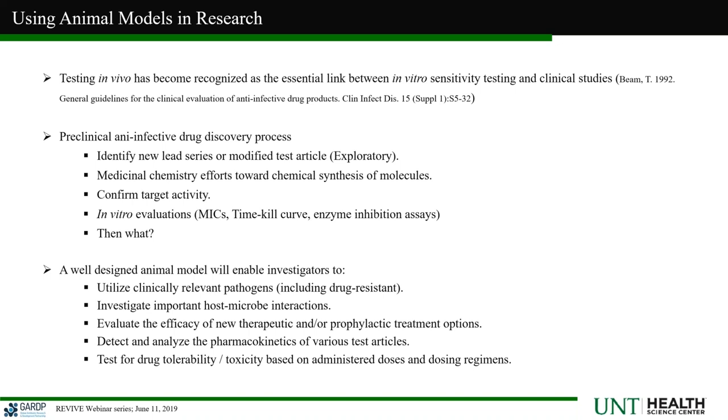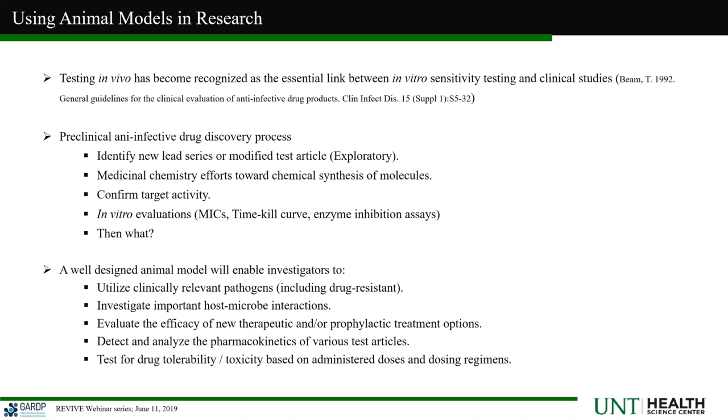Does each of these new agents hit the target you're intending to go for? You'll have a series of in vitro evaluations. So these typically in antibacterials, these are your MICs, time kill curves, inhibition assays to know that the new agent is hitting that target, but then what? Where do you go from there? And that's where your proof of concept studies kick in, your animal models.